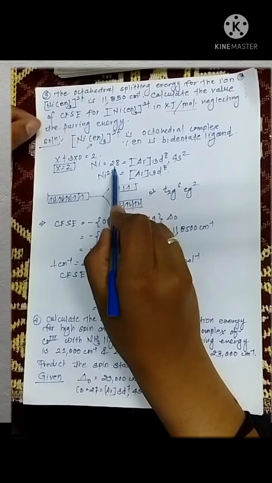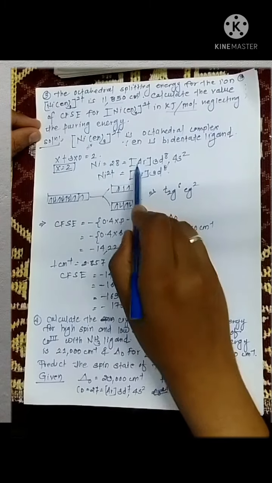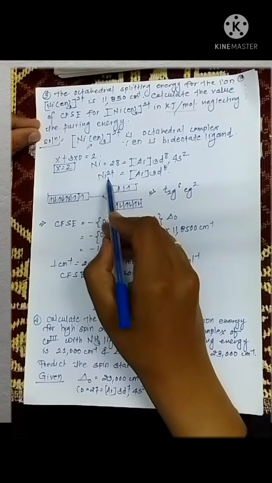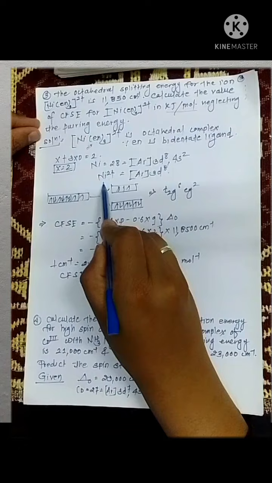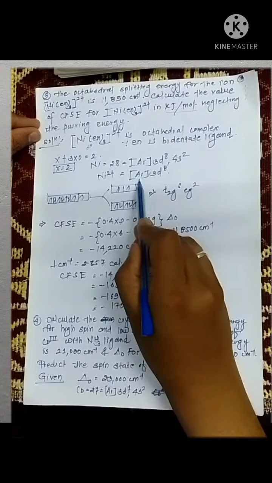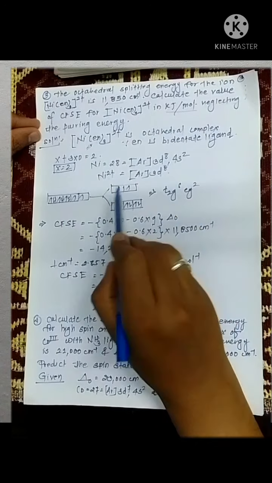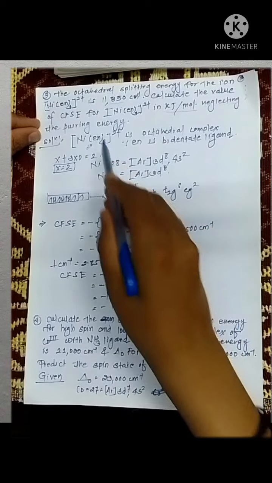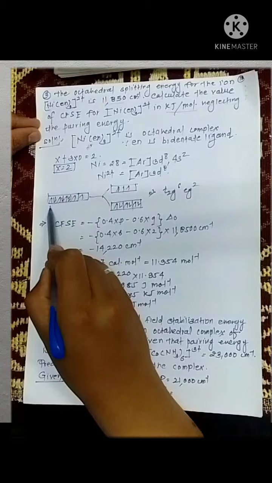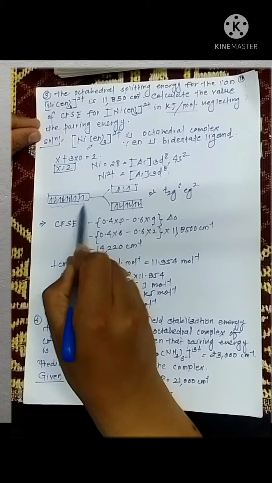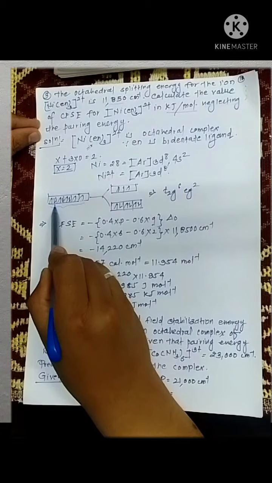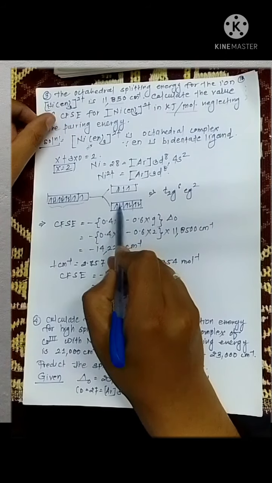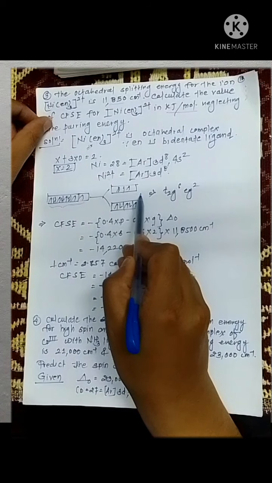So nickel, atomic number 28, is Ar 3d8 4s2. But in this complex nickel is present in the 2+ state. So nickel 2+ is equal to Ar 3d8. Now we are drawing a rough CFSE diagram for this complex. This is the d orbital containing 8 electrons. In the presence of the ligand field, this is split into two sets, the Eg set and the T2g set.